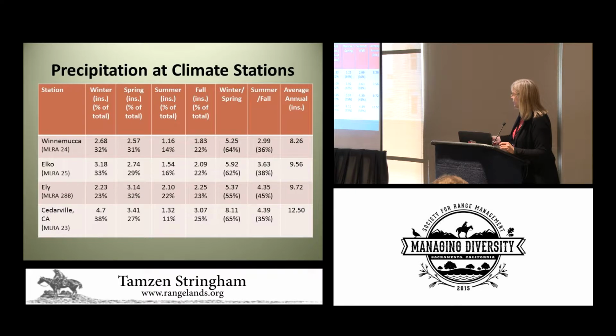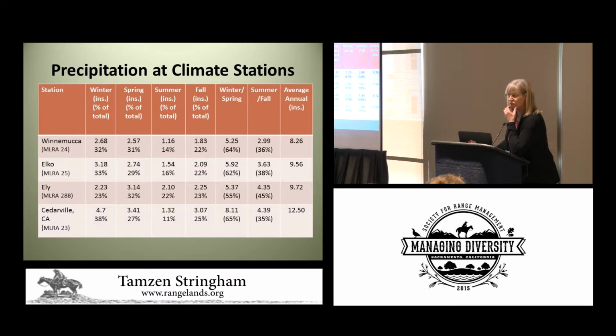If you look at it in just strictly numbers, winter-spring precip versus summer-fall precip. If you look at Winnemucca, which is in MLRA 24, 64% of the rain is coming in the winter and early spring, 36% in the summer and fall. But look at the inches. Less than 3 inches in the summer-fall period. And I guarantee you that's fall, not summer.